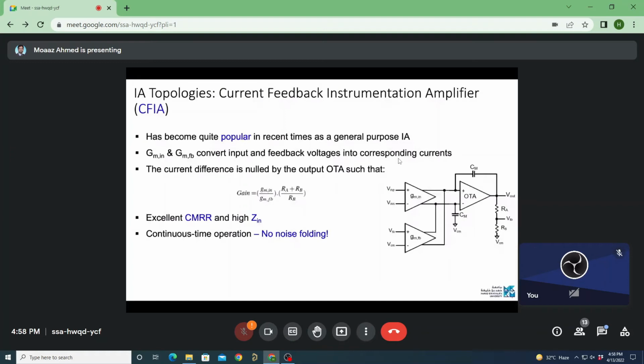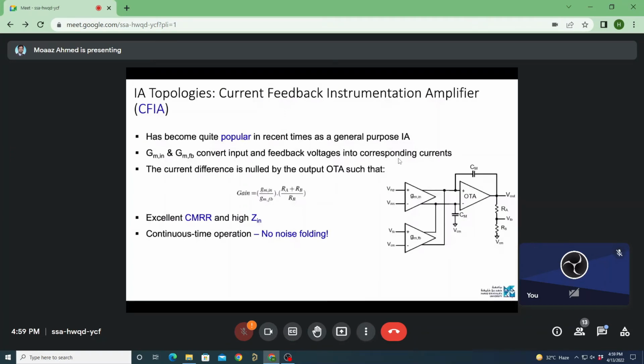But again, the gain accuracy will be lower than the previous two cases, where the gain is determined by the ratio of capacitors. Capacitors are well matched compared to resistors. So this is the problem with this topology. The good thing about this is that it has an excellent common mode rejection ratio and very high input impedance, again because of the transconductors that the input signals see. So in CMOS, it's infinite input impedance.